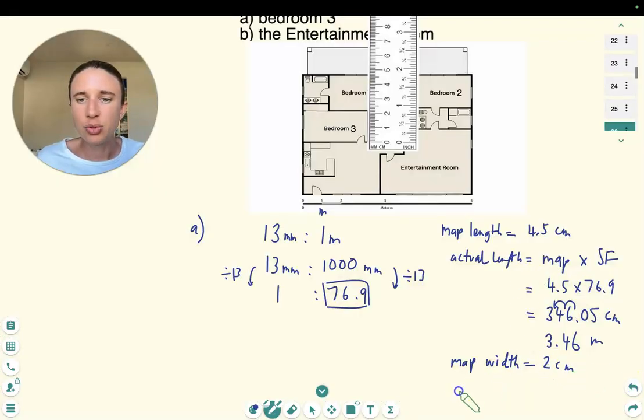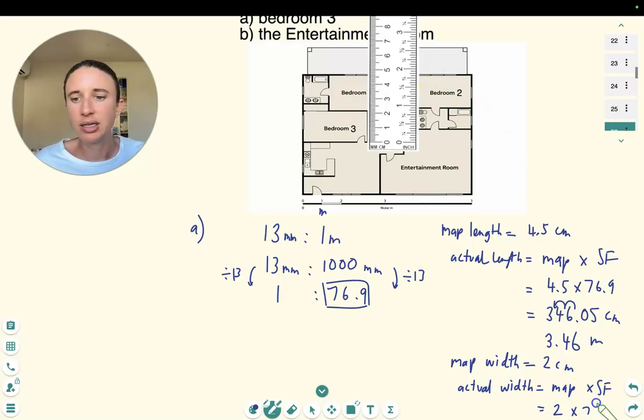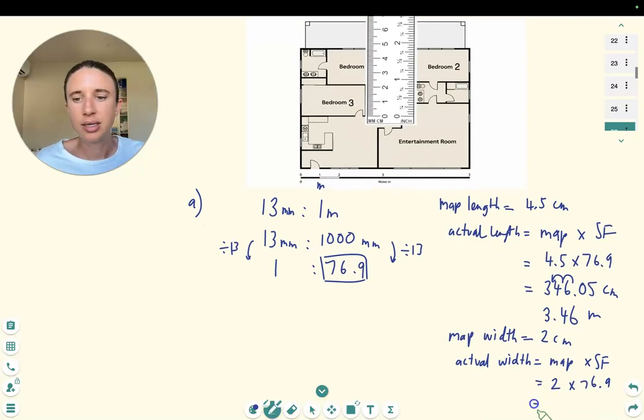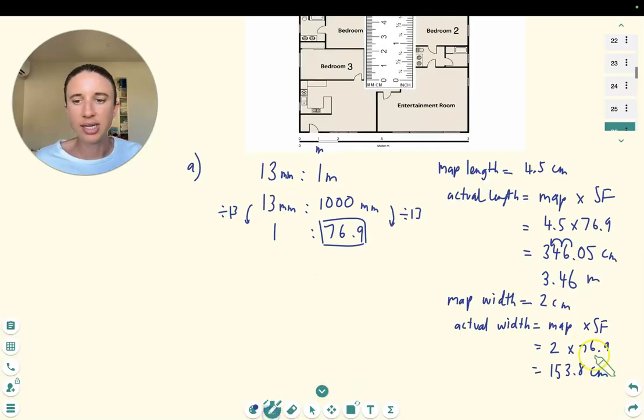So our actual width is map times scale factor, 2 times our scale factor from back over here, 76.9. 2 times 76.9, 153.8 centimeters, but we would usually answer it in meters.